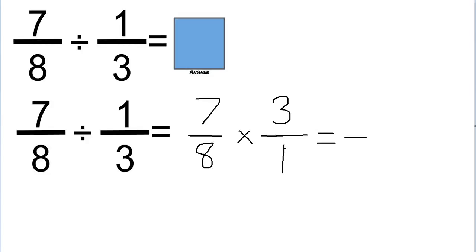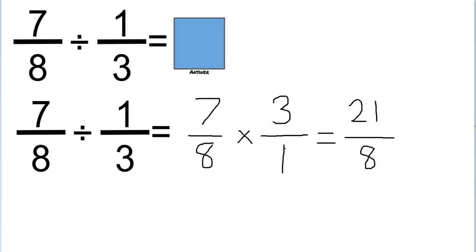So just like we talked about in the last video with multiplying fractions, I do not need to find a common denominator. I'm just going to go ahead and multiply across. And I know that 7 times 3 is 21. And I know that 8 times 1 is 8.